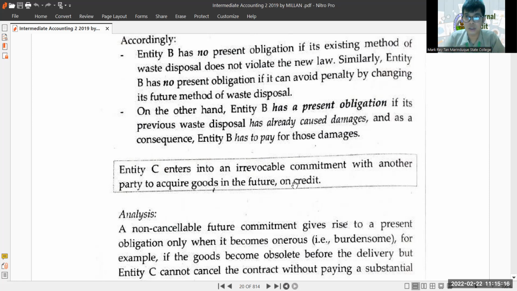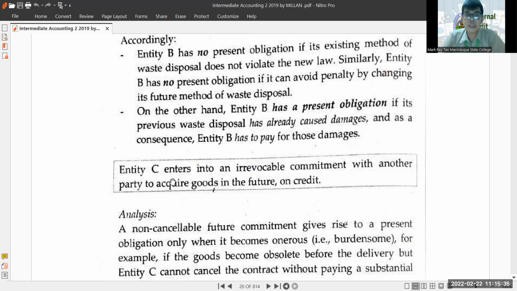Okay? Irrevocable. Ang root word ng irrevocable is revocable or revoke. Pag sinabing revoke, ibig sabihin, pwedeng bawiin. Since irrevocable siya, hindi pwedeng bawiin. So, ayan, other term dito is non-cancelable.